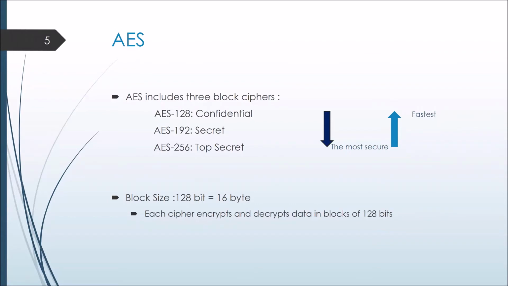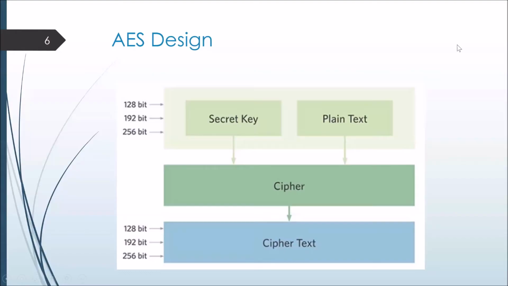When the block size is 128 bit, it means it consists of 16 bytes and each cipher encrypts and decrypts data in blocks of 128 bits. This slide shows the overall AES design. One of the keys, either 128 bits or 192 bits or 256 bits, is used as a secret key that encrypts the plain text. Plain text is information that we want to encrypt. After ciphering, we have ciphertext that we can decrypt to achieve the original data.